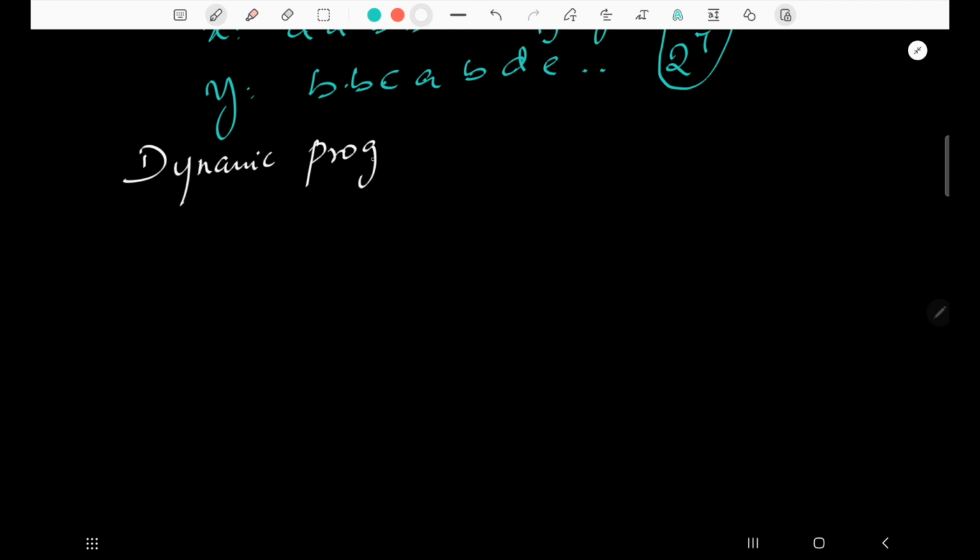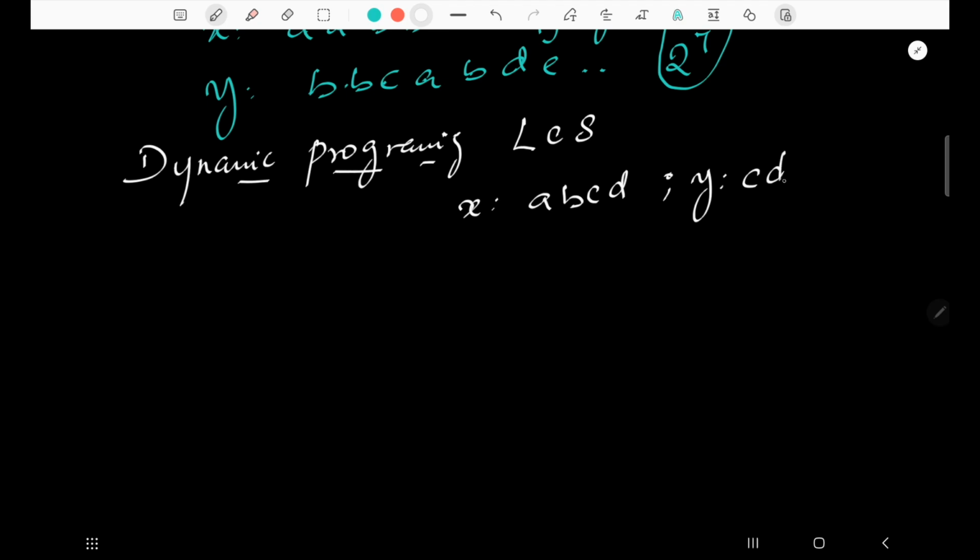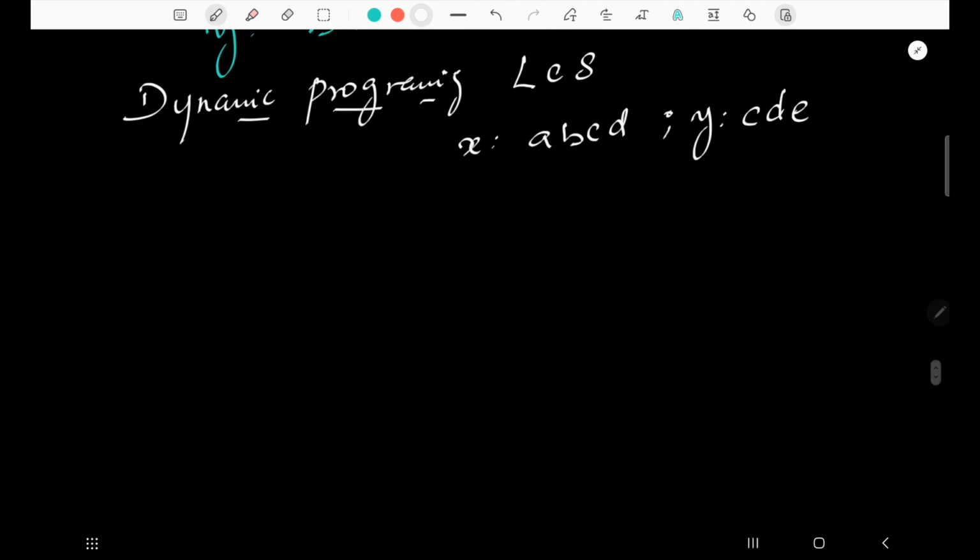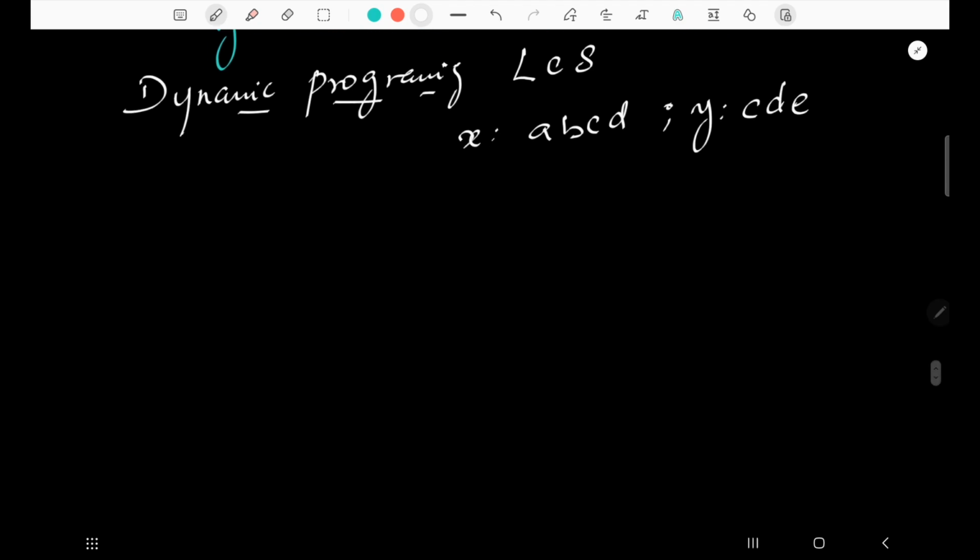Dynamic programming technique to solve the longest common subsequence. Okay, let us take the previous example. What is there in the previous example? X equals A, B, C, D and Y equals C, D, E. So we need to find the longest common subsequence using dynamic programming.